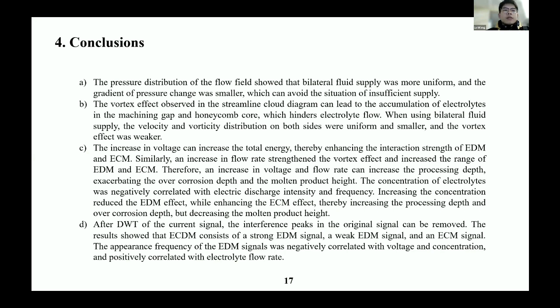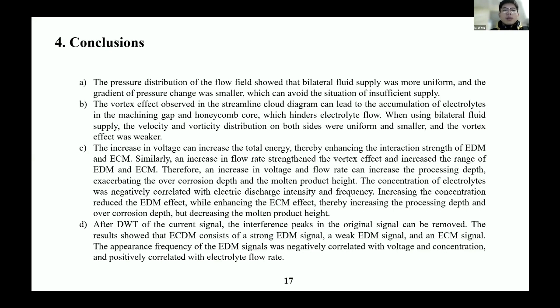The third is that the increase in voltage can increase the total energy, thereby enhancing the interaction strength of EDM and ECM. Similarly, an increase in flow rate strengthened the vortex effect and increased the range of EDM and ECM. Therefore, the increase in voltage and flow rate can increase the processing depth, exacerbating the over-corrosion depth and molten product height. The concentration of electrolytes was negatively correlated with electric discharge intensity and frequency. Increasing the concentration reduced the EDM effect while enhancing the ECM effect, thereby increasing the processing depth and over-corrosion depth, but decreasing the molten product height.